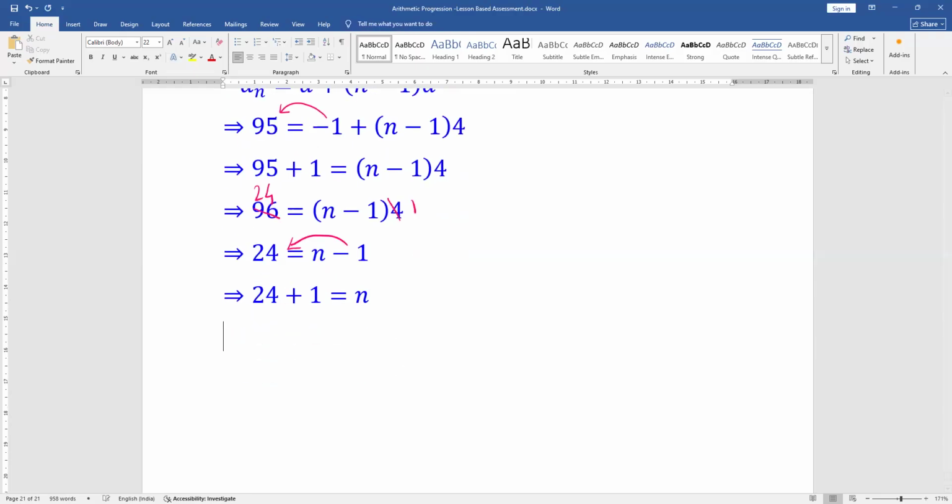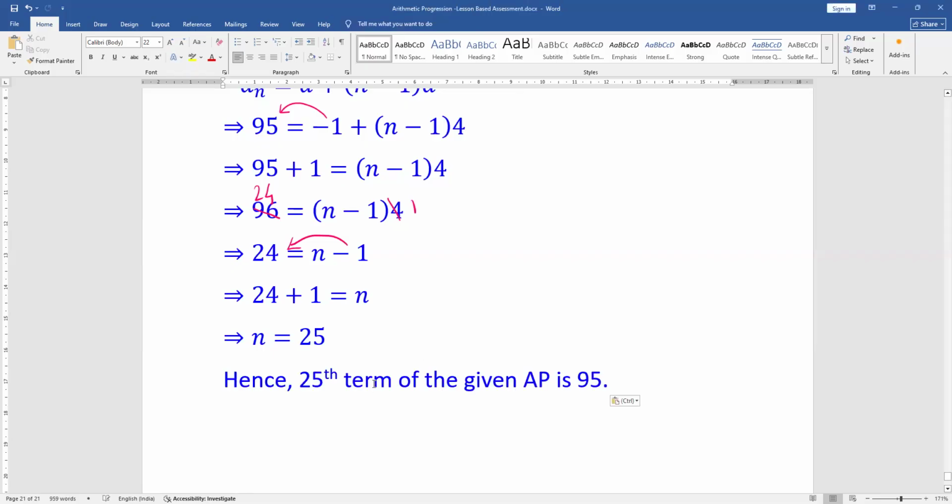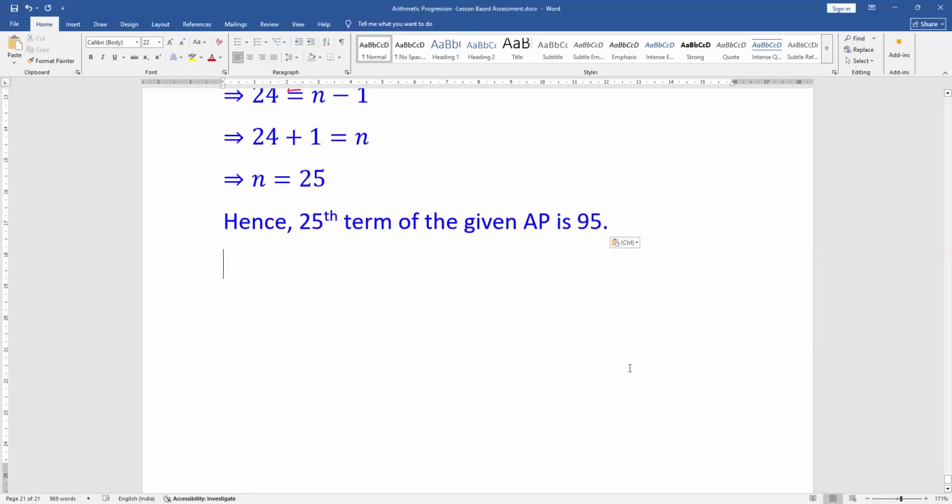Okay, so now I will write the direct step. So n equals how much? n equals 25. I will write the direct step. So what is the conclusion? Hence the 25th term of the given AP is 95.